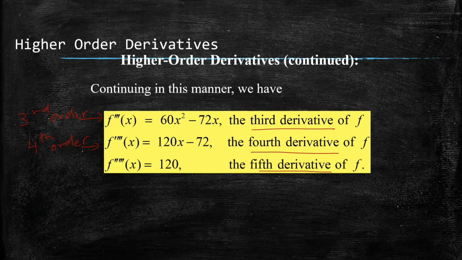Now for this given function f(x), which was given to you in the beginning, after you see your fifth derivative, your sixth derivative onwards would come out to be 0. So there is no need to find the higher derivatives after you are done with the fifth derivative.